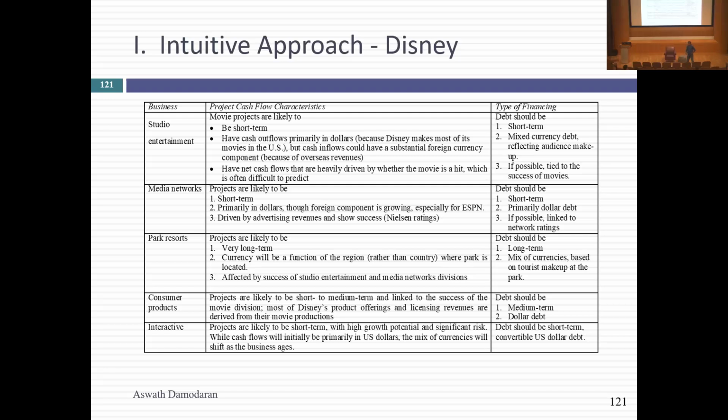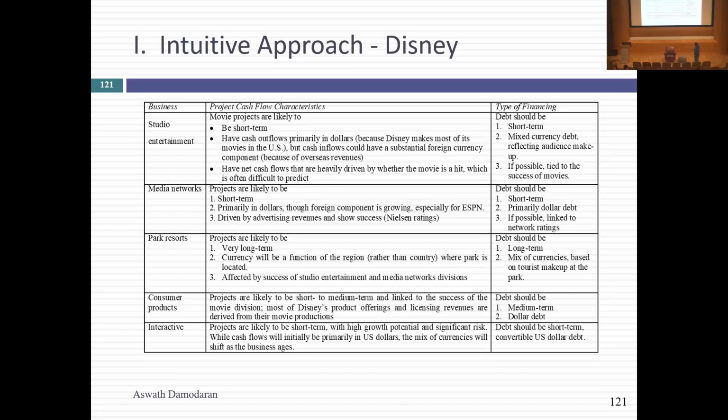For the broadcasting debt, again, in 2013, the projects that they were looking at were likely to be short-term, primarily in dollars, though the foreign component was already starting to grow, and driven by ratings. You know what ratings these are? These are not bond ratings, these are Nielsen ratings. These were the days when you basically look for ratings, and the higher the rating, the more ad revenue you made. So if you are designing the perfect debt for the broadcasting business, it'll be short-term, primarily dollar debt, and if possible, tied to how well that show does in the networks.